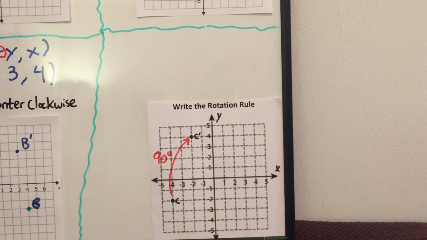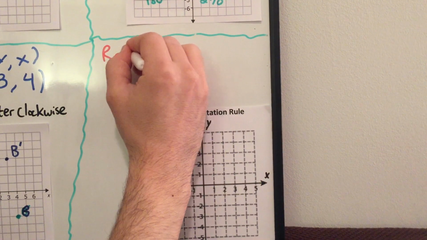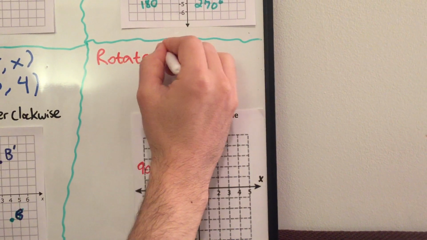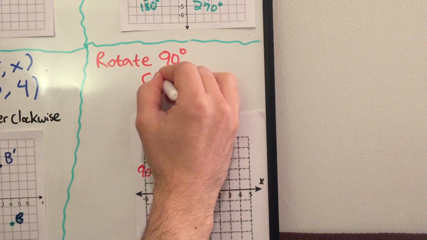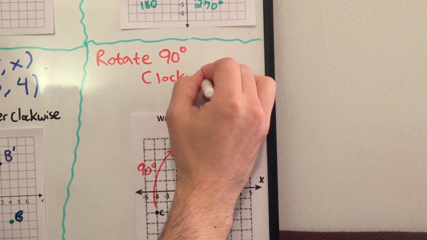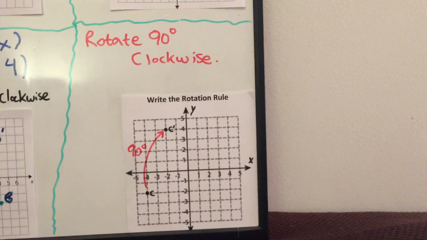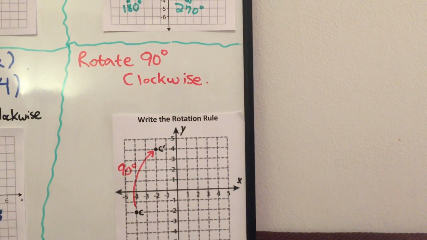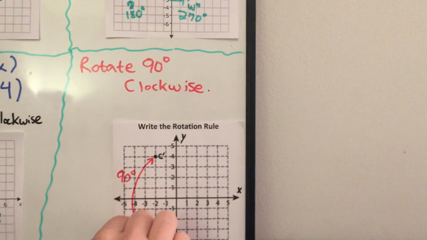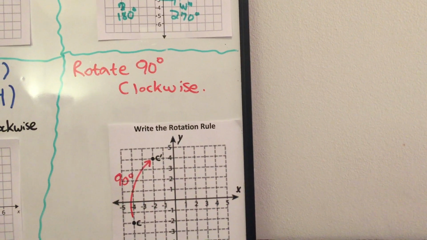So in this case, I am going to rotate 90 degrees clockwise. And that would be my rotation rule. Now what I want you to do, I gave you how to write it clockwise. I want to see if you can write it counterclockwise. So see if you can try it that way.